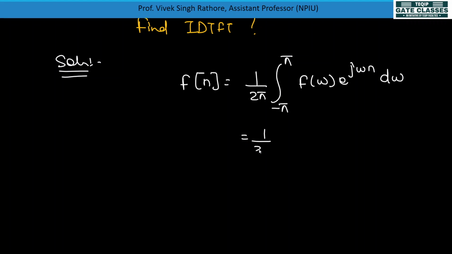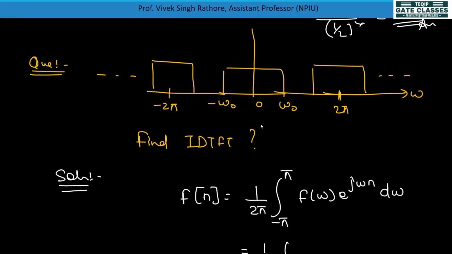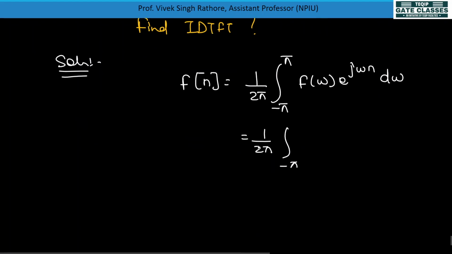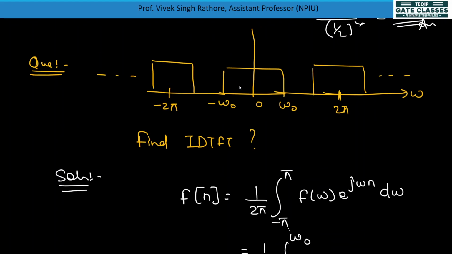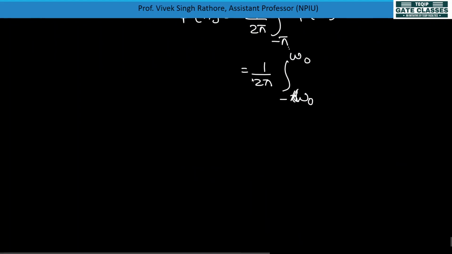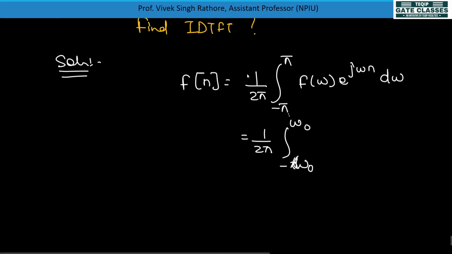See, 1 by 2 pi is here, and the limits minus pi to pi are here. The values are minus omega naught to omega naught, and from minus omega naught to omega naught the magnitude is 1. So you can write f of omega as 1, times e to the power j omega n d omega.